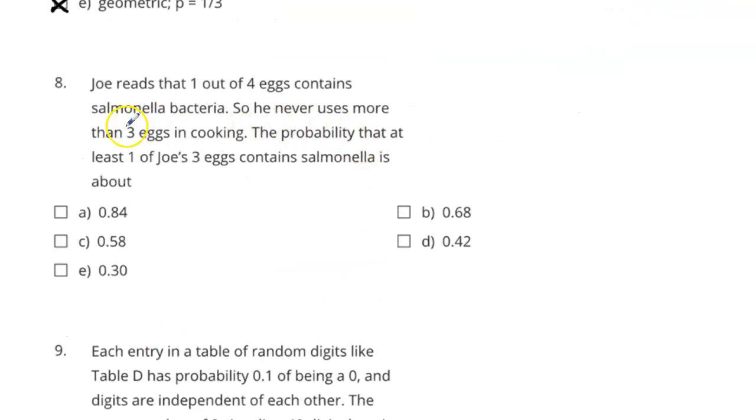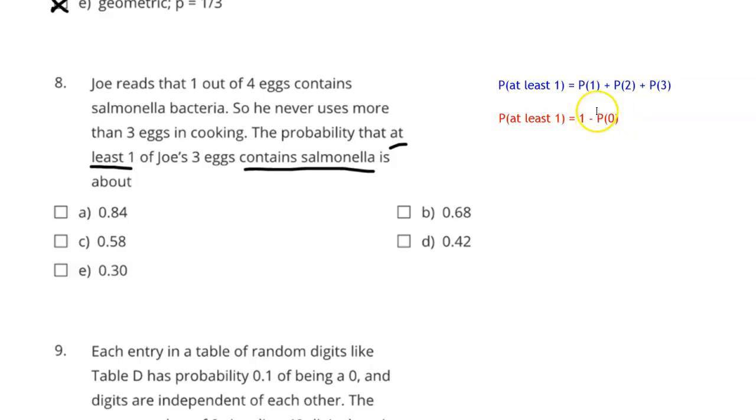He never uses more than 3 eggs in cooking. Same exact situation. The probability that at least one of Joe's 3 eggs contains salmonella is about, well, at least one is a success. So we could interpret it in a couple of different ways. One way to calculate it is calculating the probability of 1 plus the probability of 2 plus the probability of 3. But maybe a slightly easier way to calculate it is like this. In other words, it's 1 minus the probability of 0.